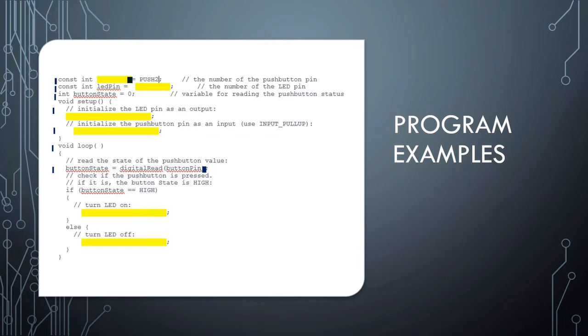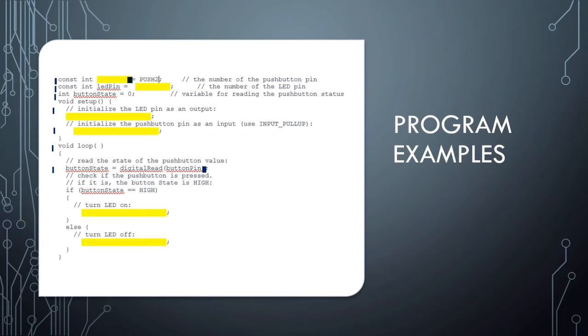Fill in your parentheses with whatever label you've called your push pin or your push button. This line is going to read the state of the push button and store that value in the button state. All right, the next thing to do is a little comparison.